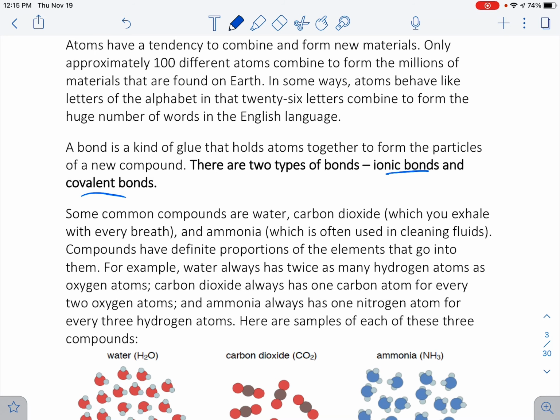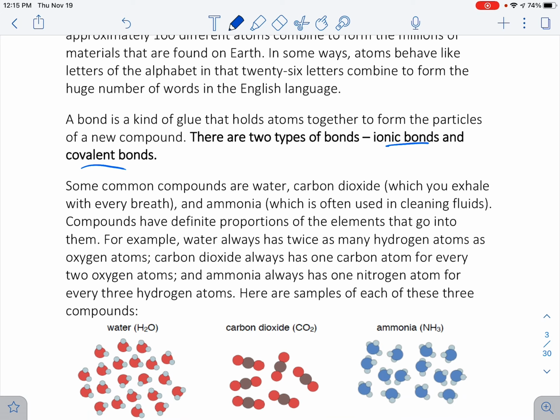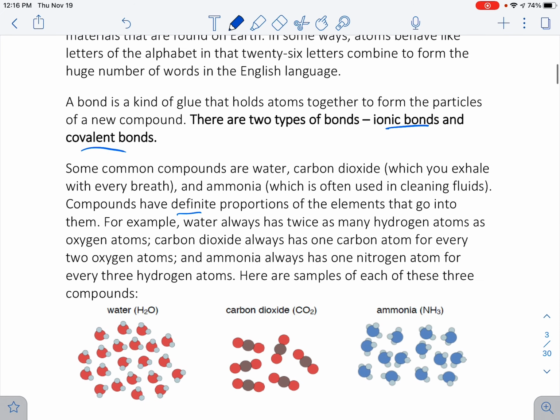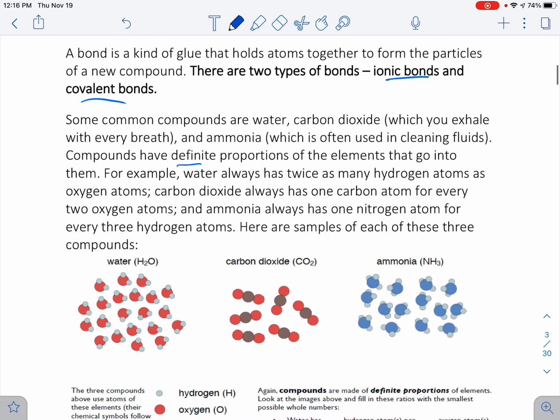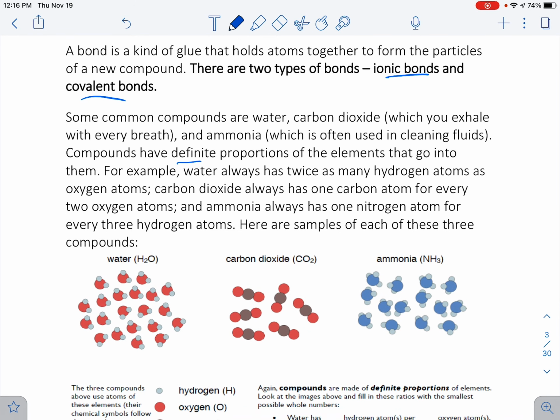So some common compounds are water, carbon dioxide, you exhale it, I'm breathing it out right now, and ammonia, a cleaning fluid. Compounds all have definite proportions of the elements that go into them. So for example, water always has twice as many hydrogen atoms as oxygen atoms. Carbon dioxide always has one carbon atom for every 2 oxygen atoms. And ammonia always has 1 nitrogen atom for every 3 hydrogen atoms.